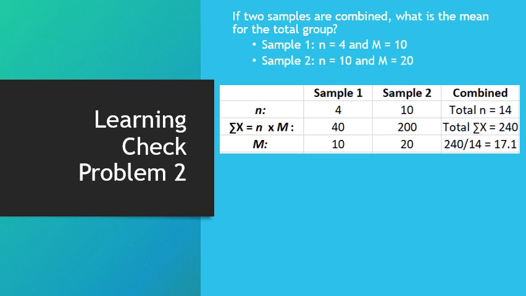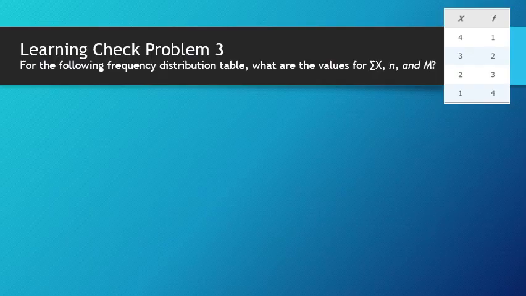And finally, the total of summation of x would be 240 because I'd add the summation of x from sample 1 and summation of x from sample 2. And then the combined mean would be the total of all the summation of x's, which is 240, over the total of all the n's, which is 14, which would have given you 17.1.